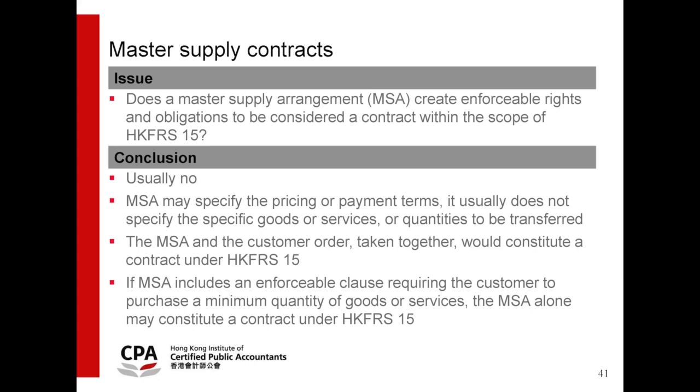And if the master supply agreement actually includes an enforceable clause which requires a minimum amount of purchase from the customer, in that case, then the master supply agreement would constitute a contract under HKFRS 15, because here the contract would specify pricing, payment terms, and also the amount of goods to be purchased, which would be the minimum number of goods.